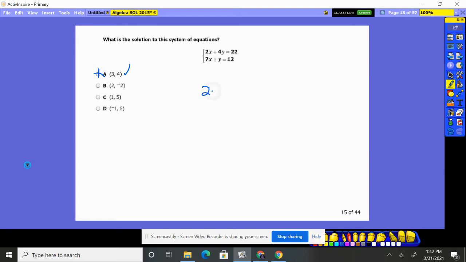So 2 times 2 plus 4 times negative 2, does that equal 22? I can tell you right away, no. 4 plus negative 8 is not working. So that guy's not going to work. Okay, let's try the next.